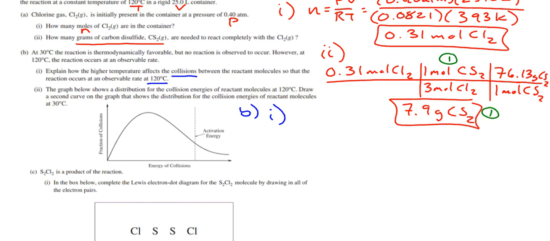And they're giving you clues. What is the higher temperature? What is the effect that it has on the collisions so we actually see it at 120 degrees? Okay, so try to come up with some sort of a sentence or so that actually gets your point across or gets you to the answer.